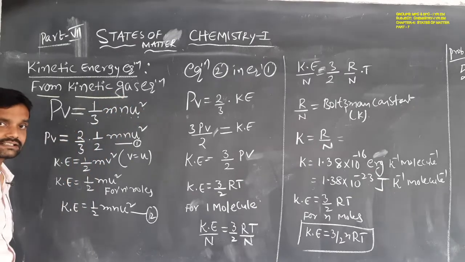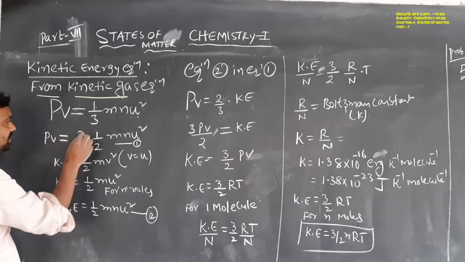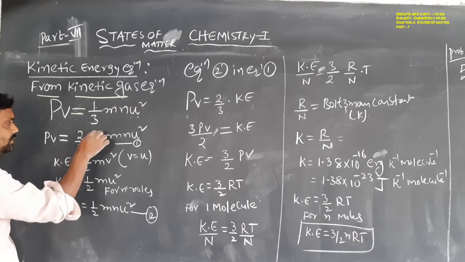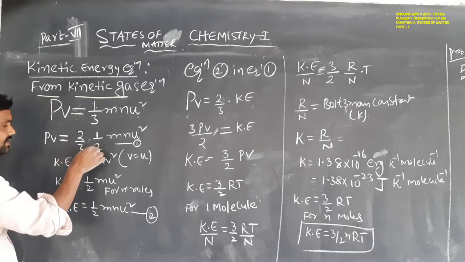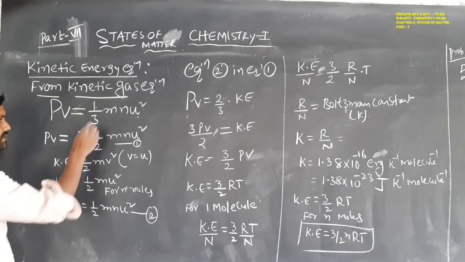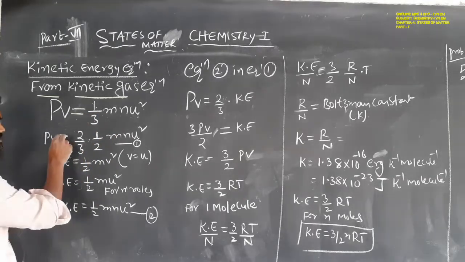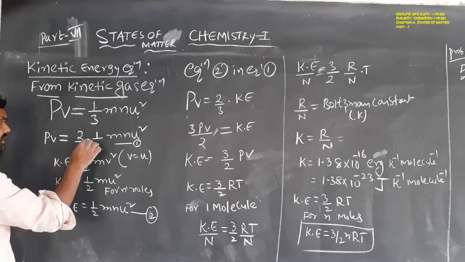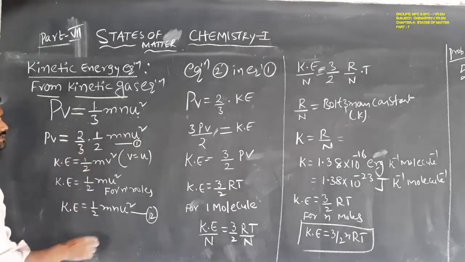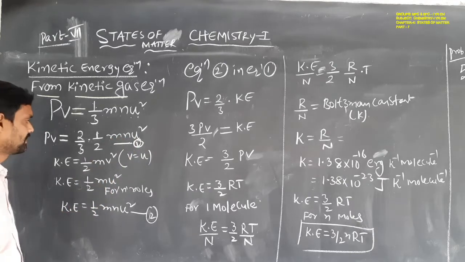Already in the previous discussion, PV is equal to 1 by 3 can be written as 2 by 3 into 1 by 2. This 2 gets cancelled, remaining 1 by 3 mn u square. So this equation changes as PV is equal to 2 by 3 into 1 by 2 mn u square. Let this be equation 1.